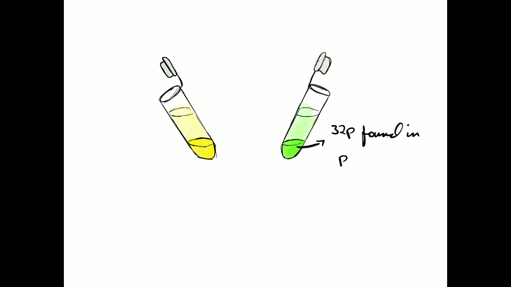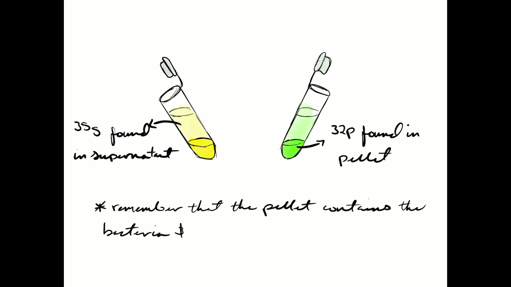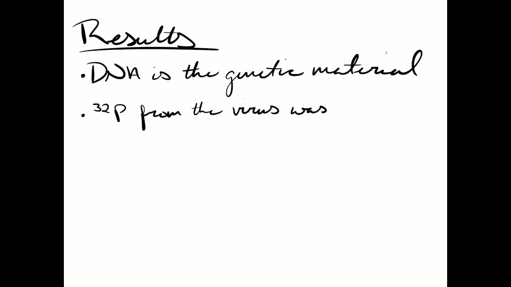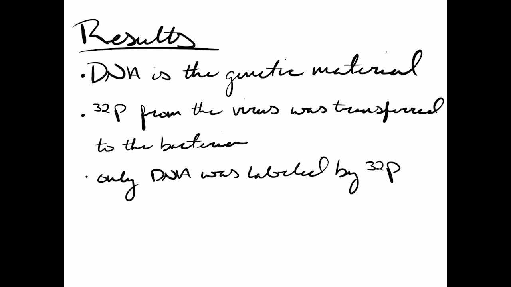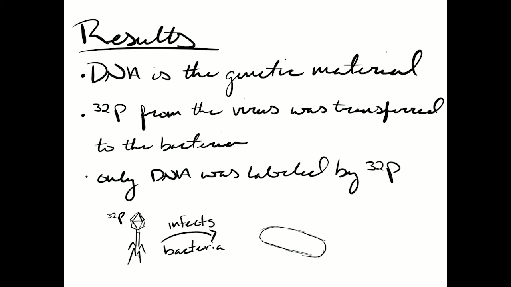Hershey and Chase measured the radioactivity in the pellets and supernatant from both tests and found a large amount of 32P in the pellet, and most of the 35S was found in the supernatant. The results indicate that DNA is the genetic material because DNA was transferred into the bacteria, while proteins stayed in the supernatant. Hershey and Chase concluded that DNA is indeed the genetic material in bacteriophages.